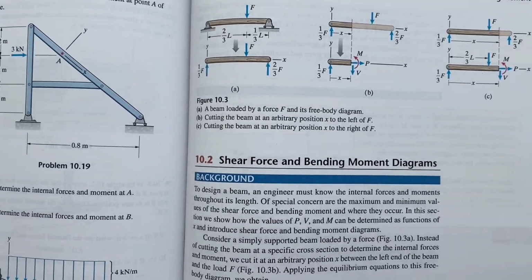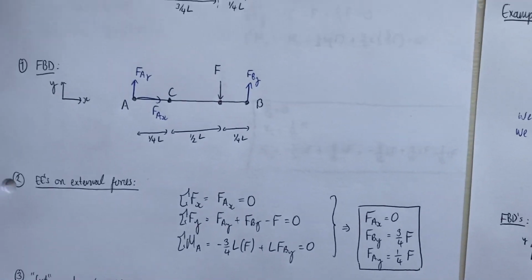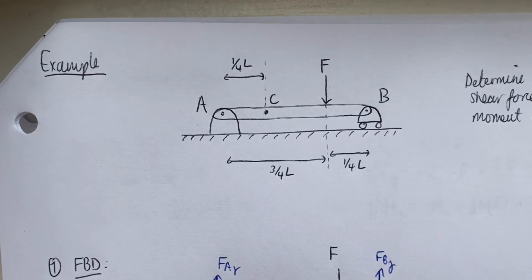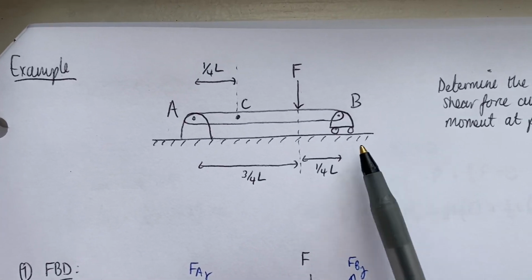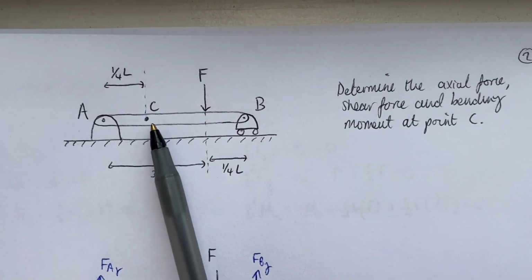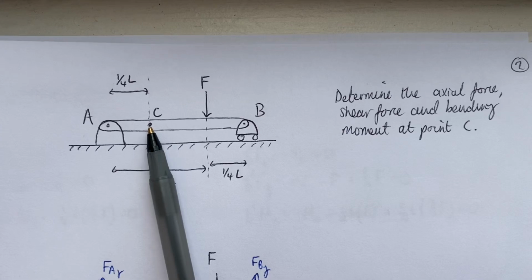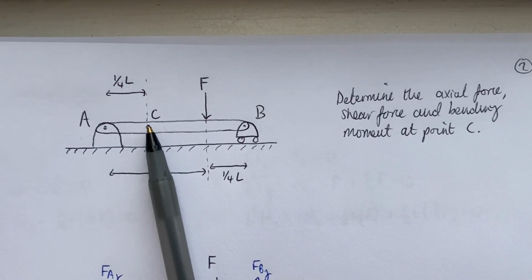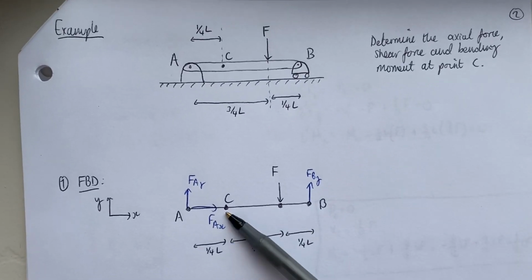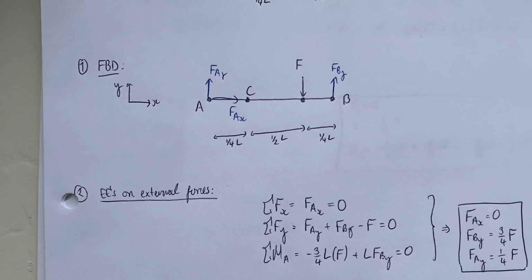So you'll recall from last class that we were looking at internal forces of a member, and we did this example here where we found the axial force, the shear force and the bending moment at a specific point along the member, in this case at point C, right? And how we did that was we made some cuts along the member at point C, right?